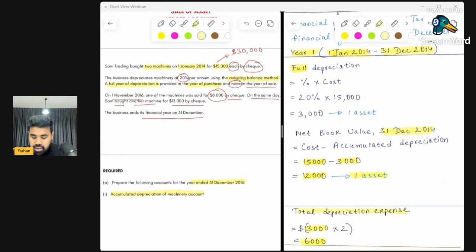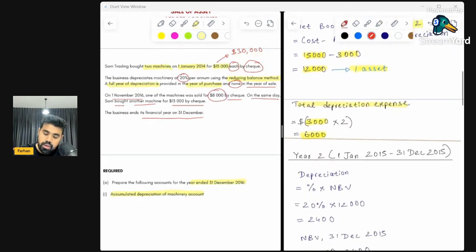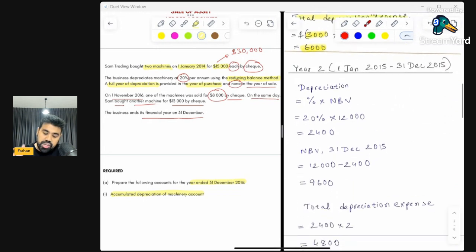All right, so I believe you're clear, and if that is the case, now we can move to the second year. So year 2, as you understand, will now start from 1 January 2015 and end on 31 December 2015, which are the 12 months of operations of the business for SAM Trading.